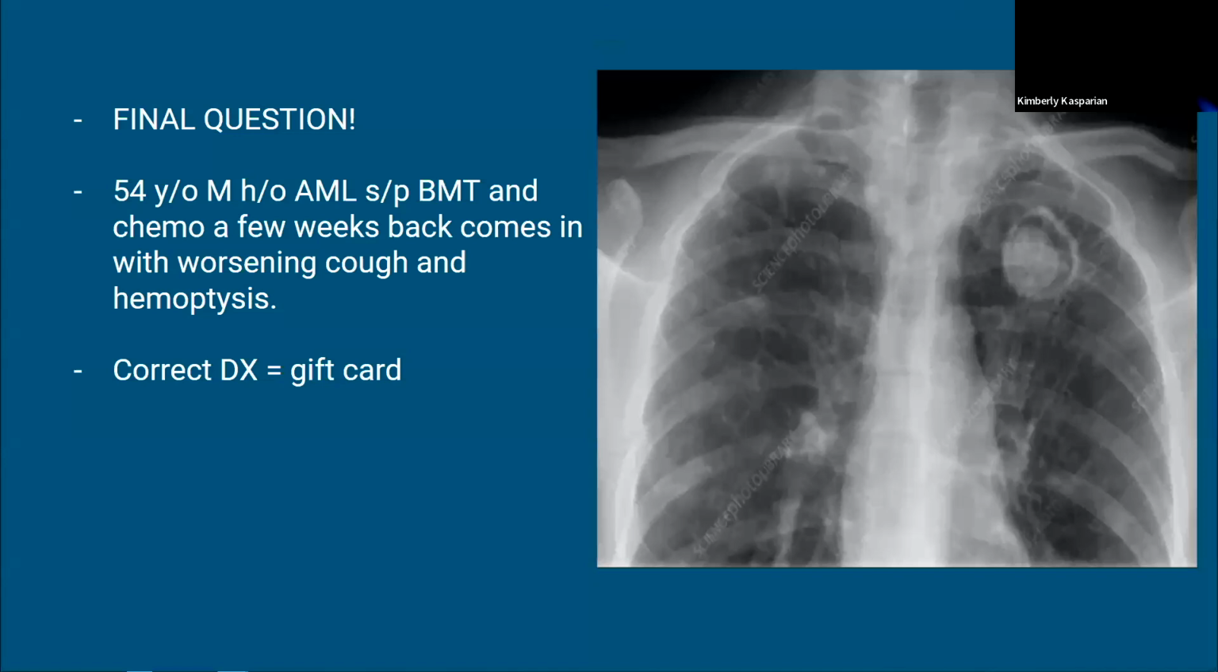Okay. So one is, given this guy's history of being immunosuppressed, on chemo, coughing up blood, what is the diagnosis? And then B, what is this finding called? You don't have to describe it, but you have to tell me what that is. It's a clinical thing. If you can get both those right, you get both the gift cards.